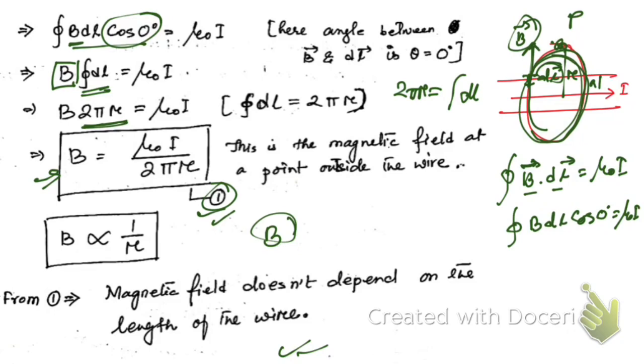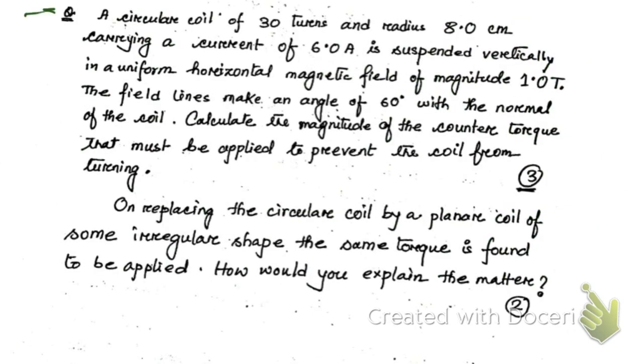Now let me answer the next question. Here is the next question: a circular coil of 30 turns. There is a circular coil with a number of turns. Here you see it consists of 30 turns. How many turns? 30.